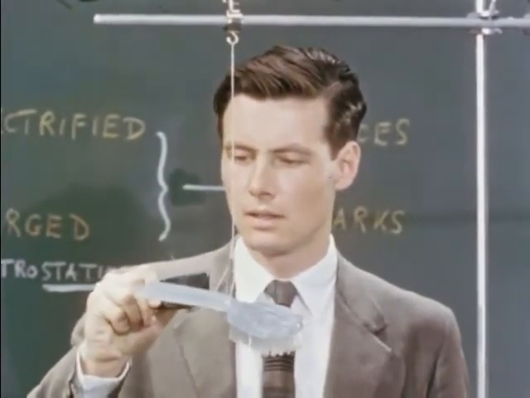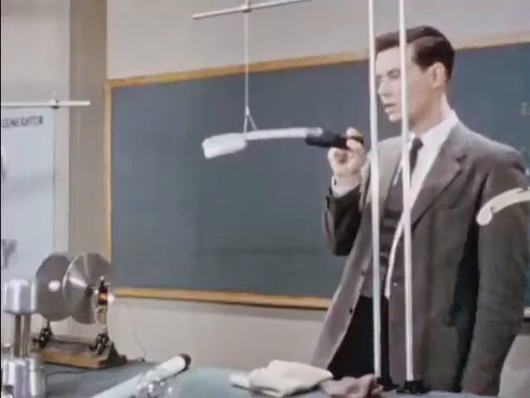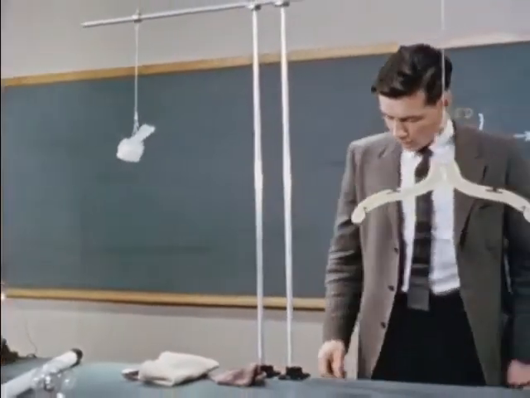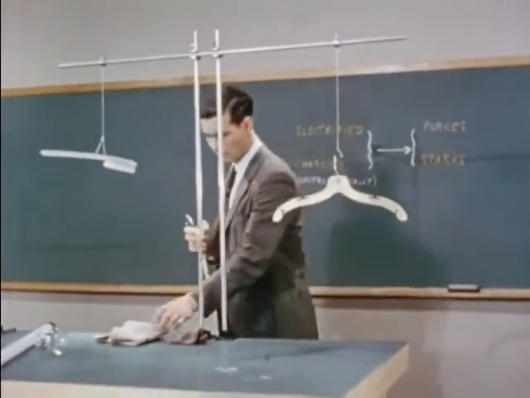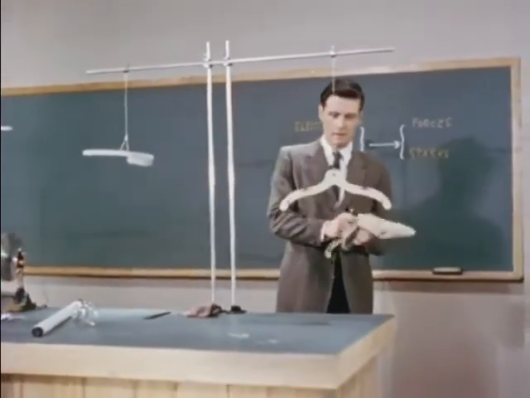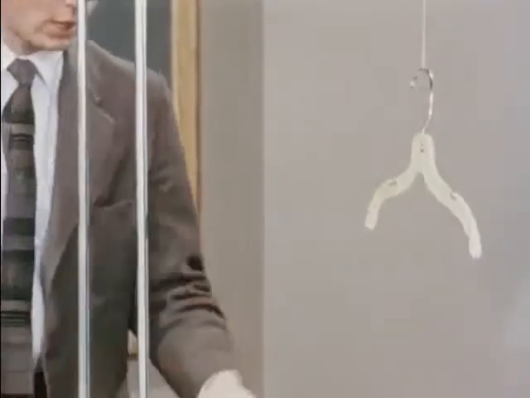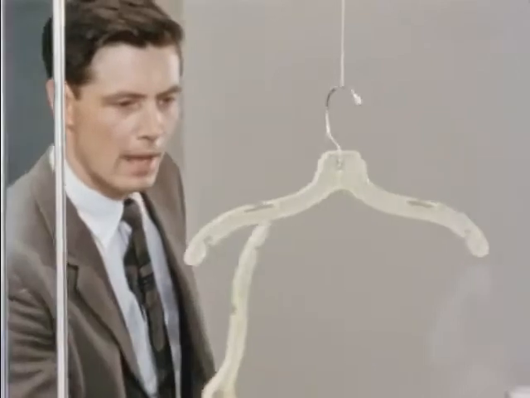Apparently, differently charged bodies attract each other. How about similarly charged bodies? Well, we can find out this by taking an identical coat hanger, charging it, and the answer is they repel.